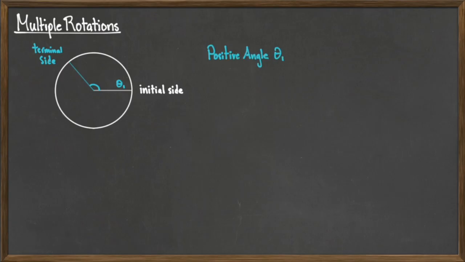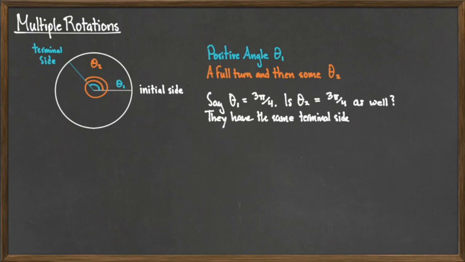In this slide we're going to talk about multiple rotations. Suppose that I look at an angle theta 1 with the following initial side and terminal side. And this is just going to be some positive angle theta 1. But now imagine that I have an angle theta 2 which experiences a full turn in the positive direction and has the same terminal side as theta 1. Suppose also that theta 1 corresponds to the angle 3 pi over 4 in radians.